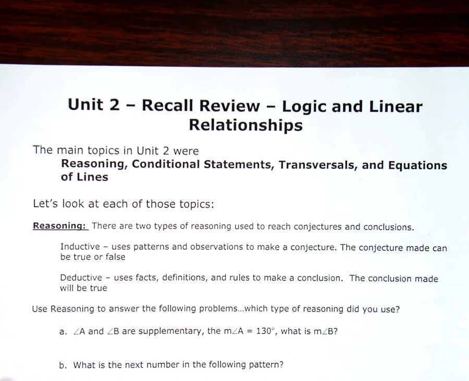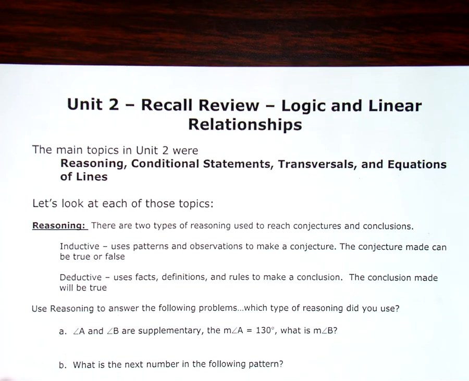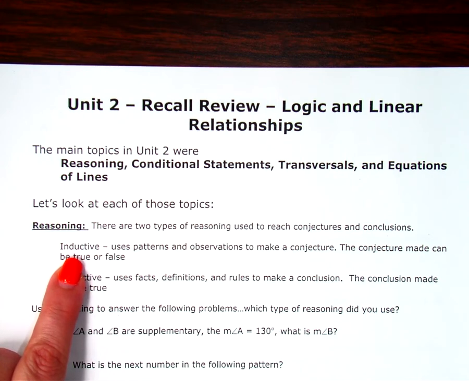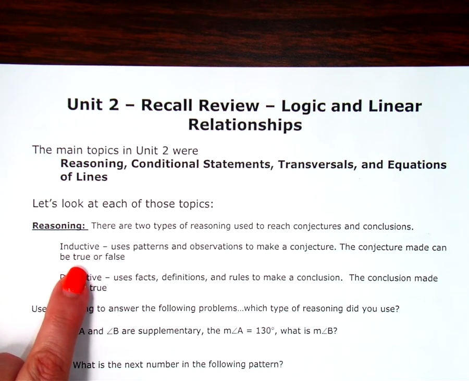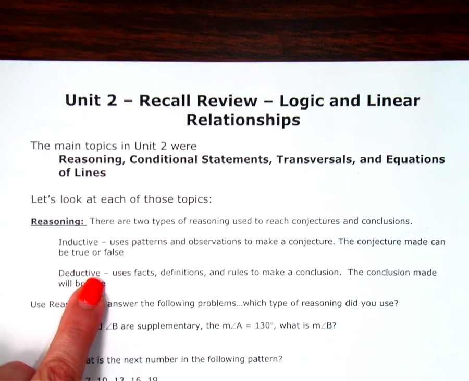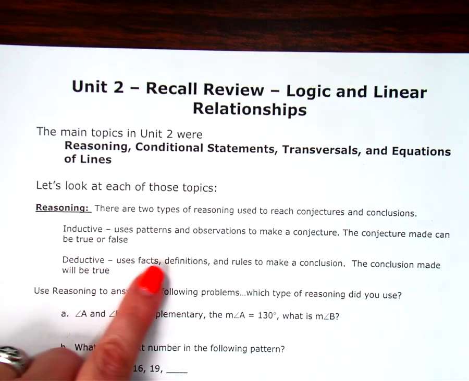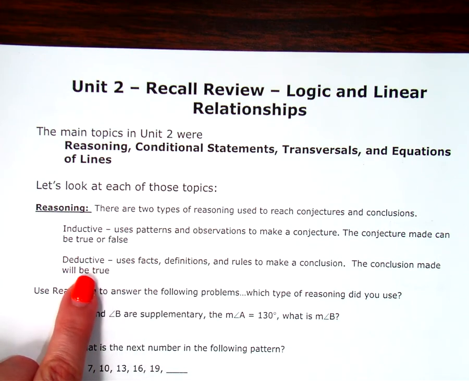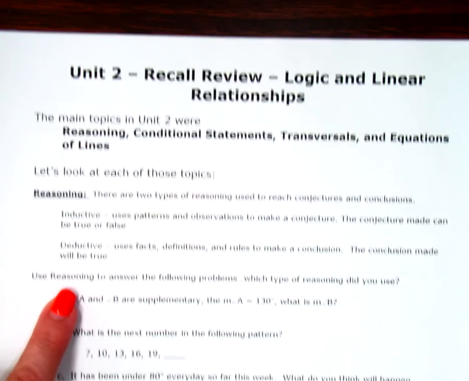There are two types of reasoning used to reach conjectures and conclusions. The first one is inductive reasoning, which uses patterns and observations to make a conjecture. The conjecture made can be true or false. Deductive reasoning uses facts, definitions, and rules to make a conclusion. The conclusion we make will always be true.